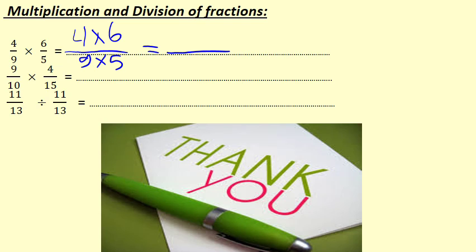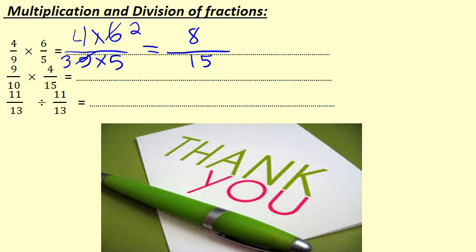Can we reduce? Yes. 6 and 9 by 3. 6 by 3 is 2. 9 by 3 is 3. Can we simplify more? No. 4 times 2? 8. 3 times 5? 15. Can I make the reduction at the end? No, it's easier to reduce before you multiply. You reduce, then you multiply. It's easier for you, okay?